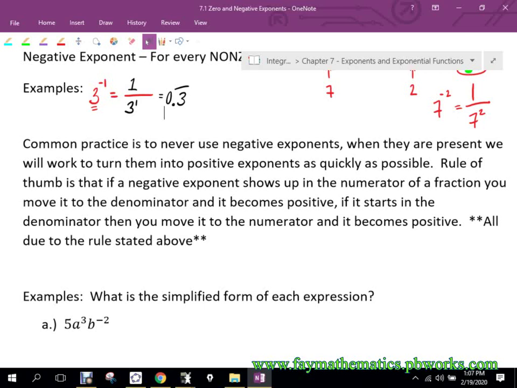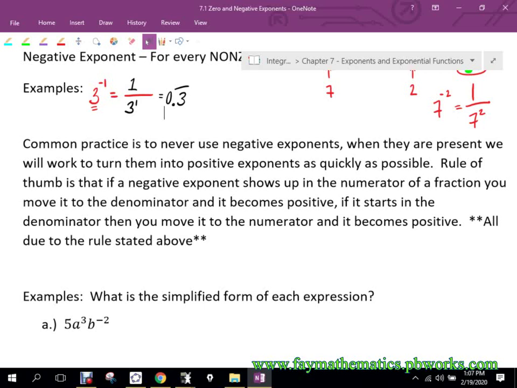So in the whole grand scheme of things, wherever your negative exponent starts, to turn it into positive, you need to change its position. If it started in the numerator, it goes to the denominator. If it started in the denominator, it needs to go to the numerator. Does that kind of make sense? And that transition changes it to be positive.